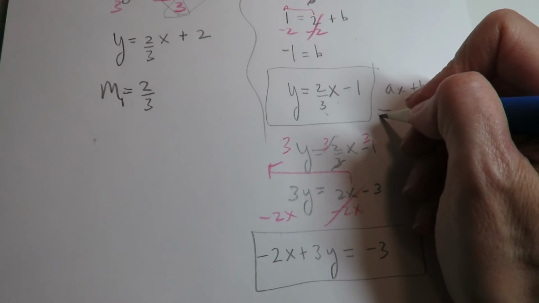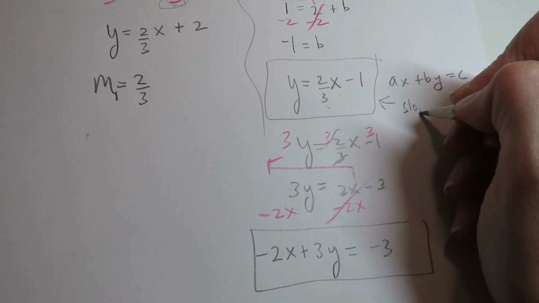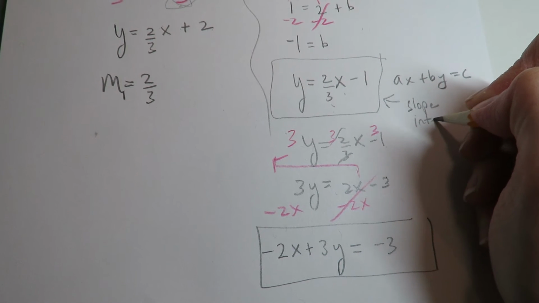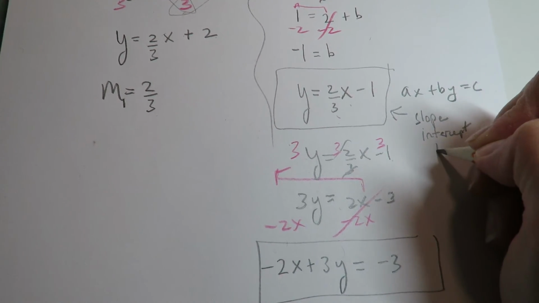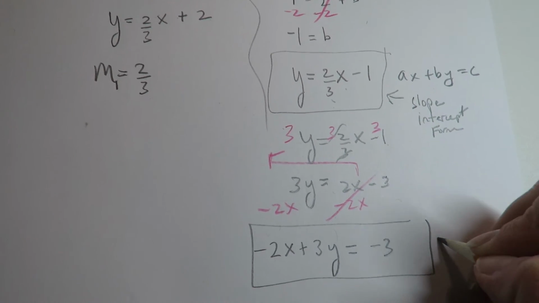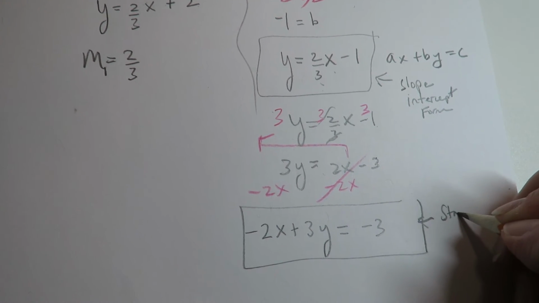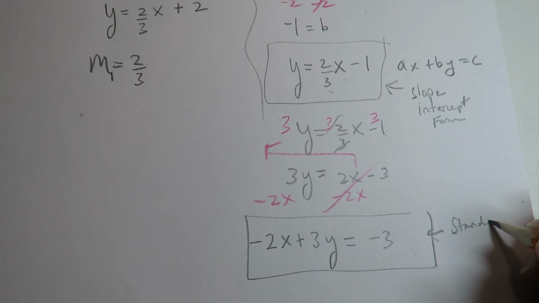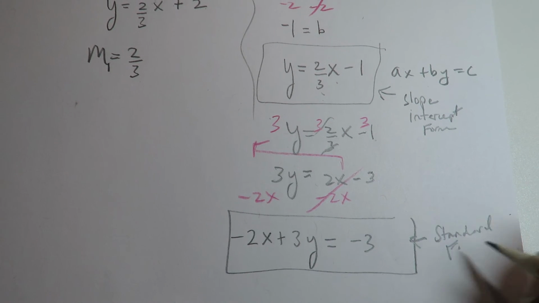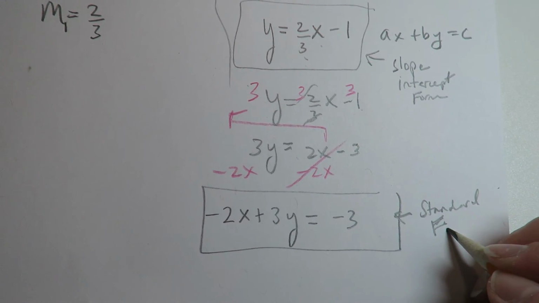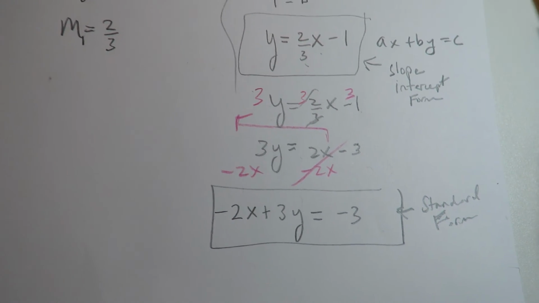So this one here is in slope intercept form. And this one here is in standard form. Either answer is fine. On the final, I will take it, okay?